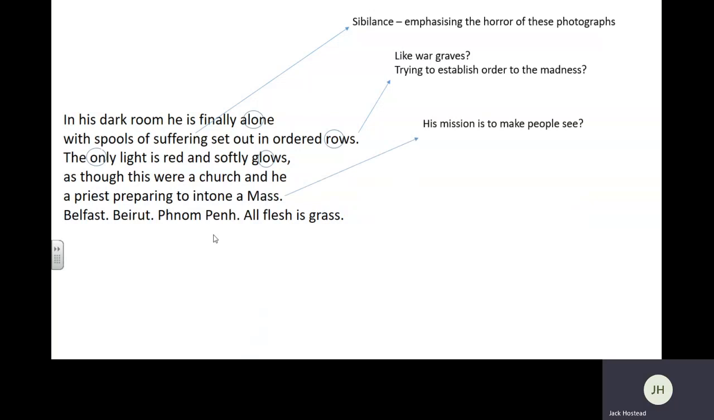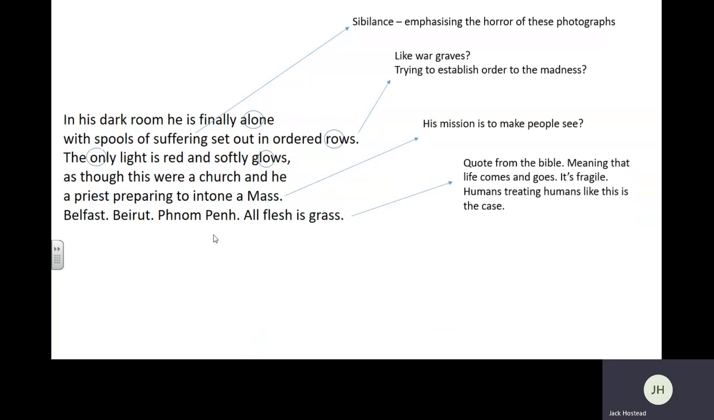The only light is red and softly glows, as though this were a church and he a priest preparing to intone a mass. So if you think about a priest, their mission is to spread the word of God, of Jesus, and make people see the light. And so I think this is a clue of what this poem's about. The war photographer is being compared to a priest preparing to intone a mass. It's like it's this war photographer's mission to make people see the madness that's going on in the world.